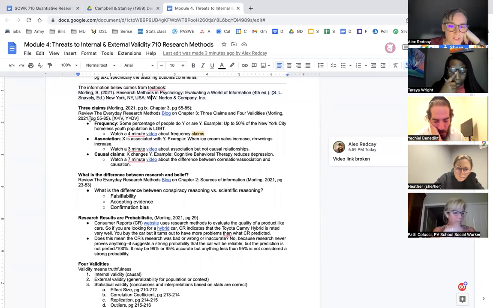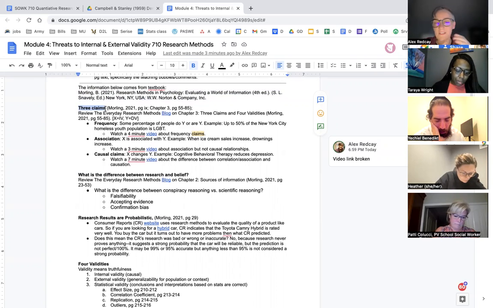The 3 things that we get from Morling are what's called the 3 claims. And she describes basically the different types of research that are out there. So quantitative research. The first one is frequency. So some percent of people do Y. So it's observational studies. So 3% of the American population are, whatever, sexual offenders, something along those lines.